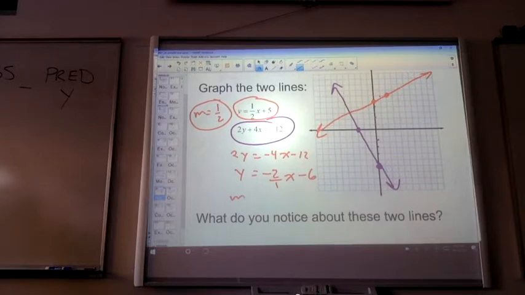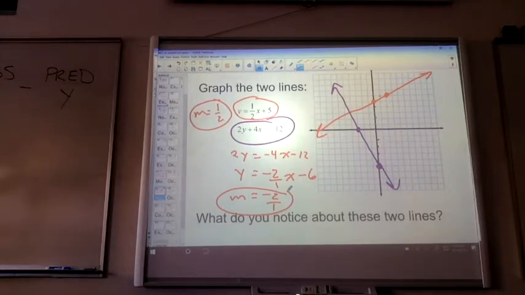So, what's the slope of this one? -2. -2 or -2/1? Is -2/1 the flip over of 1/2 and the opposite sign? So, is one positive, one negative? Yep, so we're good with opposite signs. If I flip 1/2 over, do I get 2/1? Is 2/1 the same thing as 2? So are these two lines perpendicular to each other? Yes.